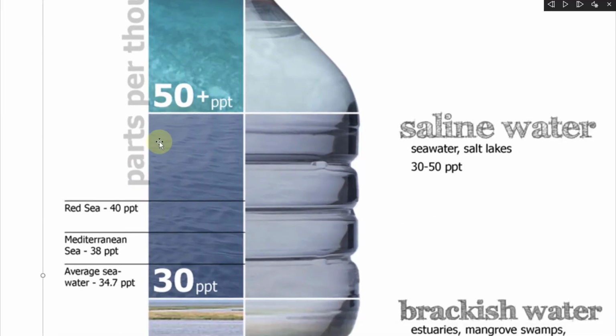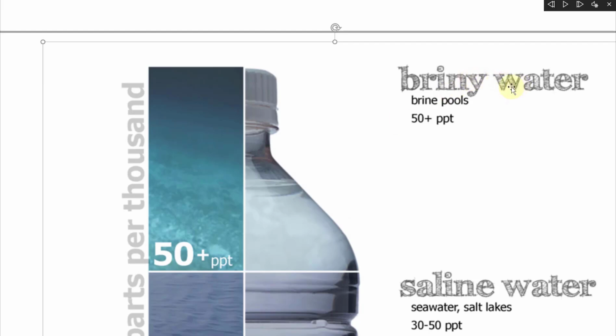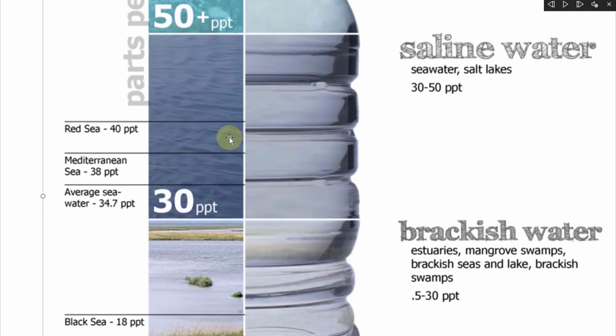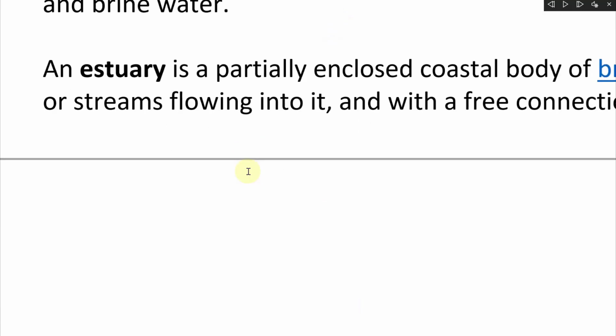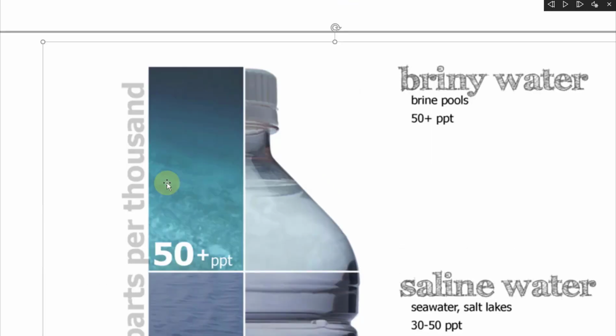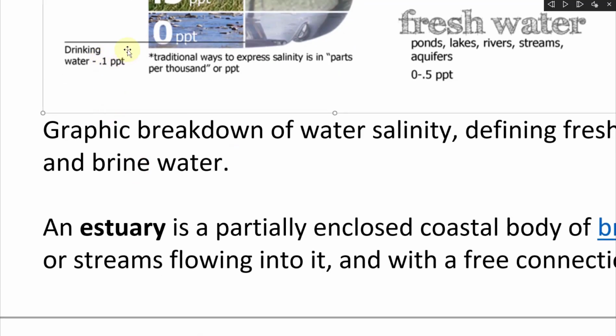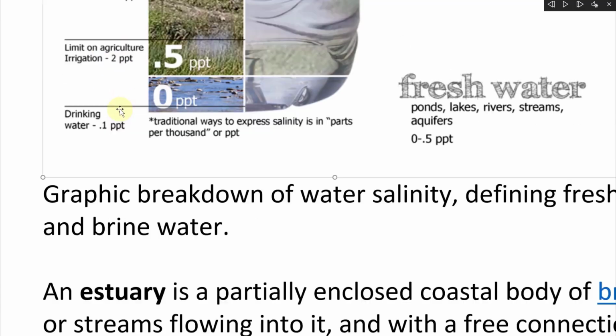Going up further, you have 50 plus ppt. Then you've got briny water or brine pools, which is 50 plus ppt. So a lot of it. That's about 500 times more than drinking water, because this is 50 parts per thousand and this is 0.1.